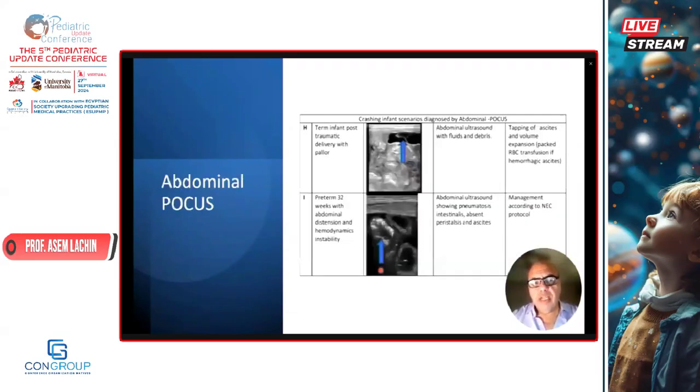So in summary, again, for the abdominal point of care ultrasound, we can see the effusions, we can see signs of pneumatosis intestinalis and necrotizing enterocolitis. Also, we can see here more clear pneumatosis intestinalis and management according to the NEC protocol.